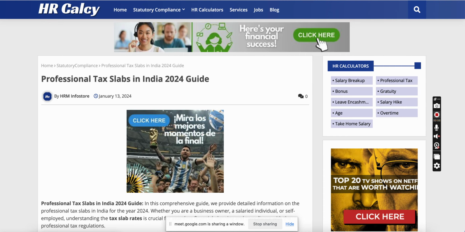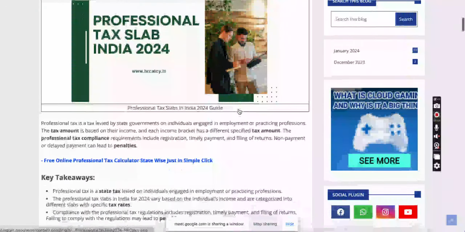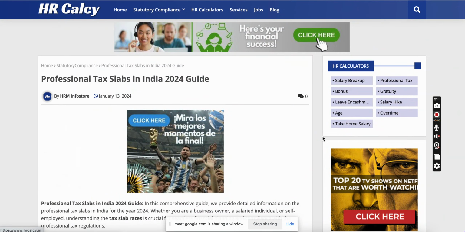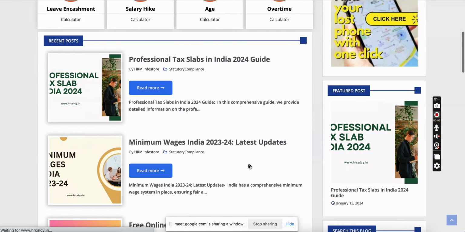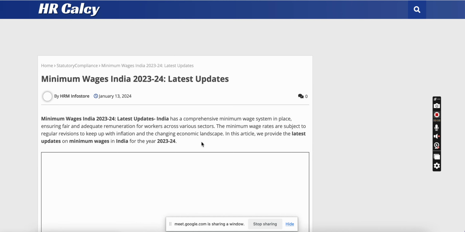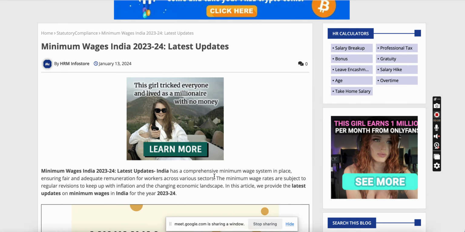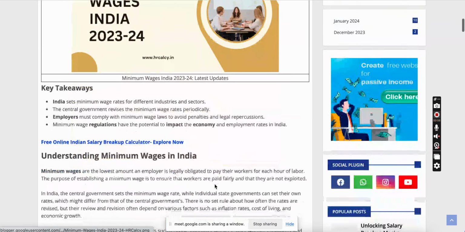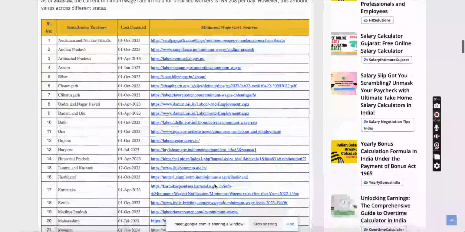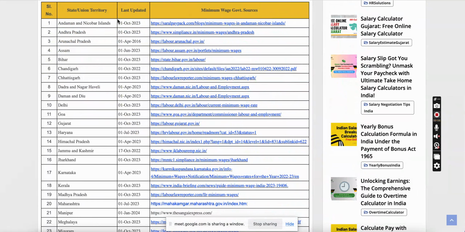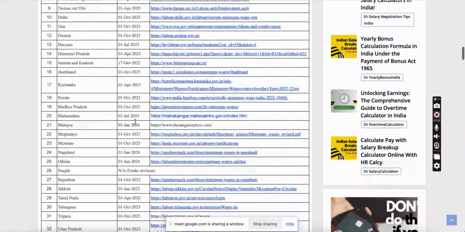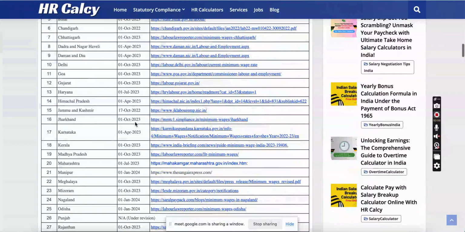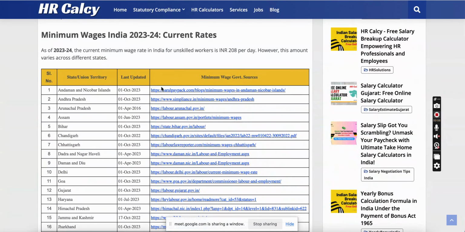If I can show you, here is my blog. Is it visible? When you come here, see minimum wages in India. This gives you a very clear concept of what exactly minimum wages is. And see here is the rule, last updated minimum wages in all these states. So again April 24 is coming and all these will be revised. It can be referred to from here.